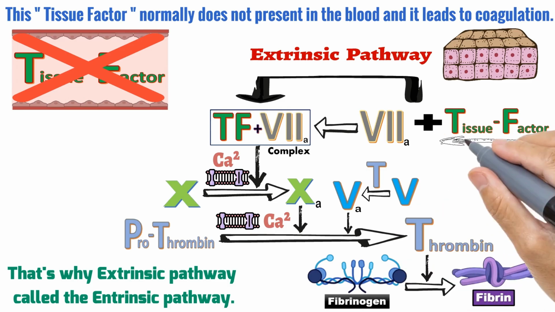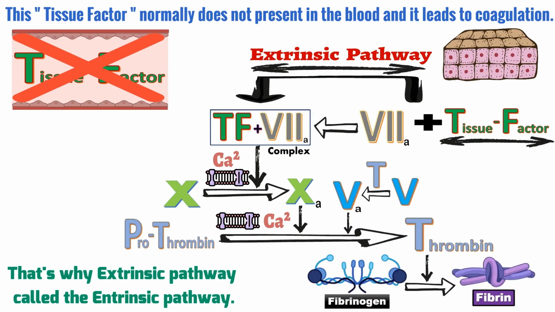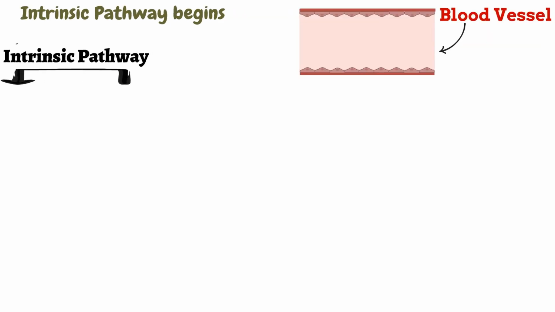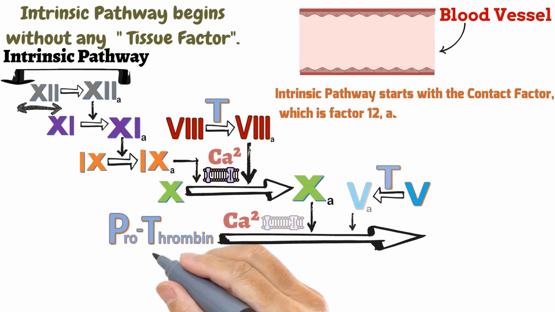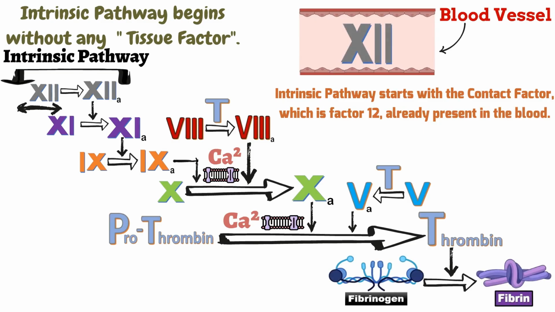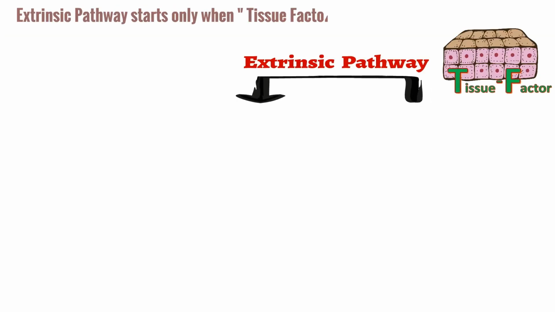Because the tissue factor that triggers the extrinsic coagulation pathway comes from outside the blood, from the external tissue. So, the intrinsic pathway begins without any tissue factor. The intrinsic pathway starts with the contact factor, which is factor 12, already present in the blood, while the extrinsic pathway starts only when tissue factor is released.